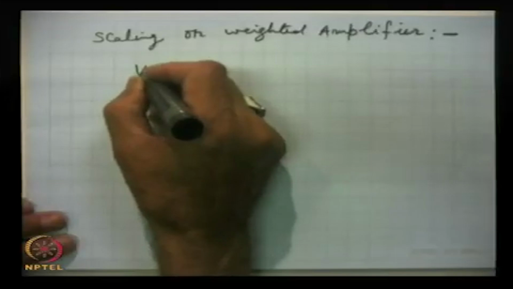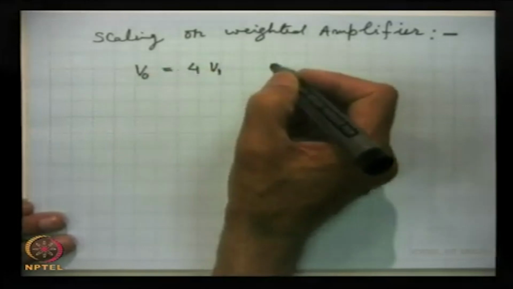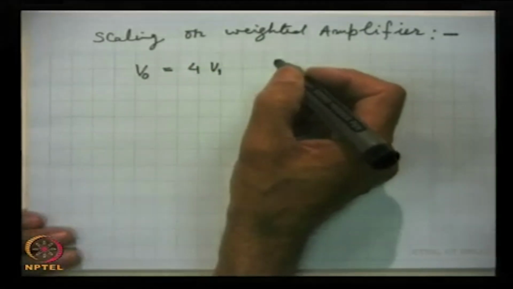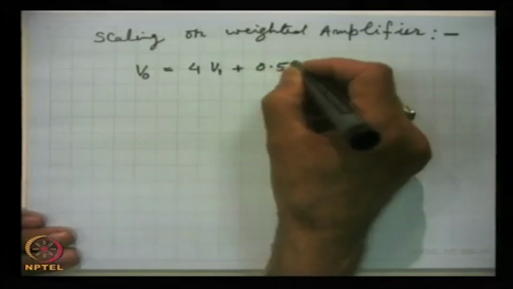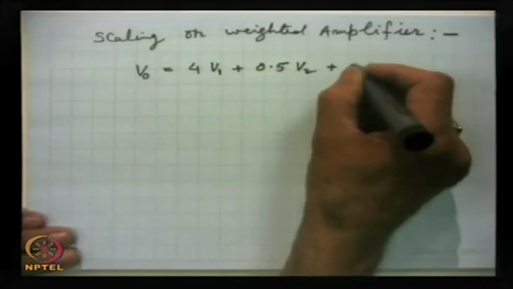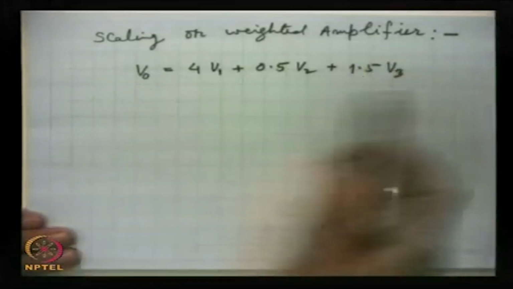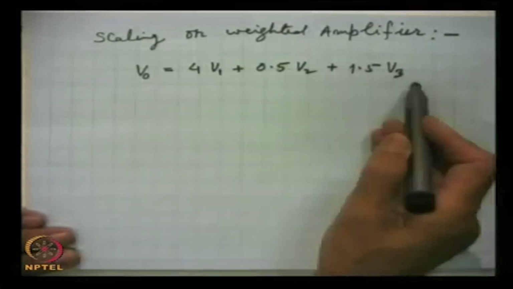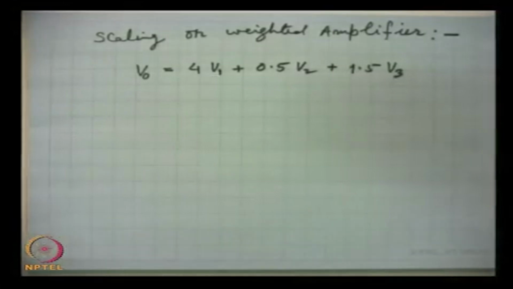Such amplifiers are needed. For example, if we want that the output should be, when V1, V2, V3 are the input voltages, then the output should meet this requirement. That means this equation should be satisfied. This is an equation. The output should be according to this equation, where V1, V2, V3 are the inputs.